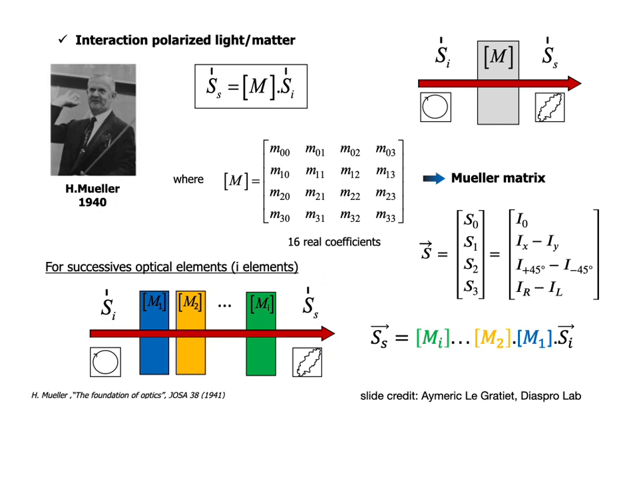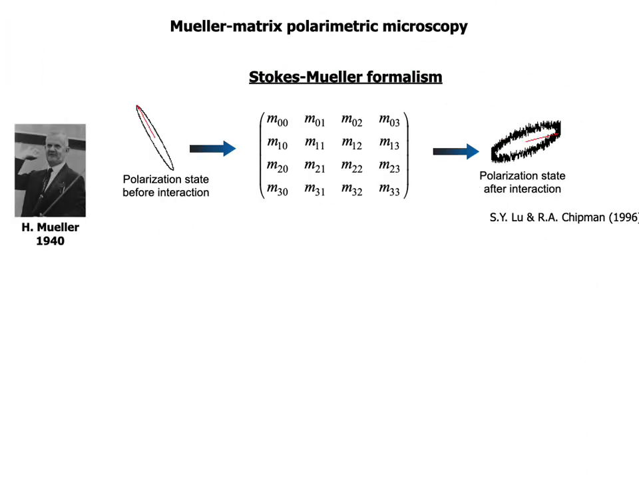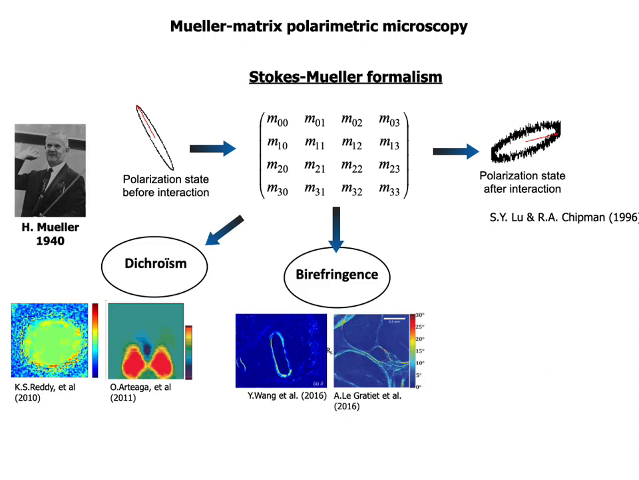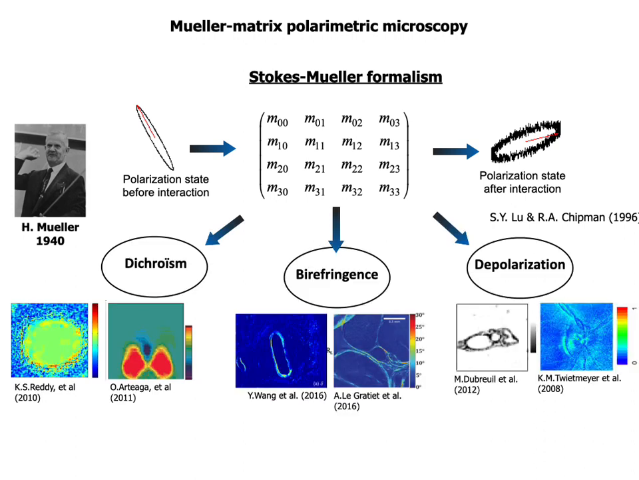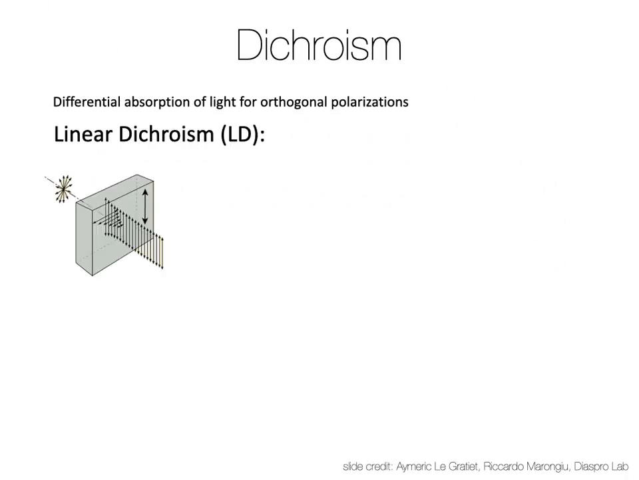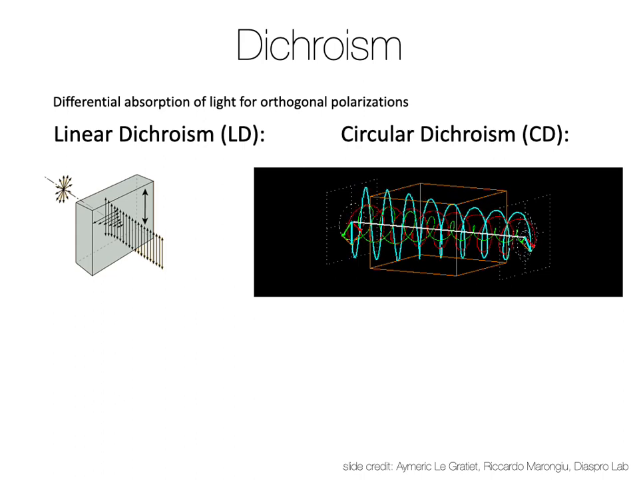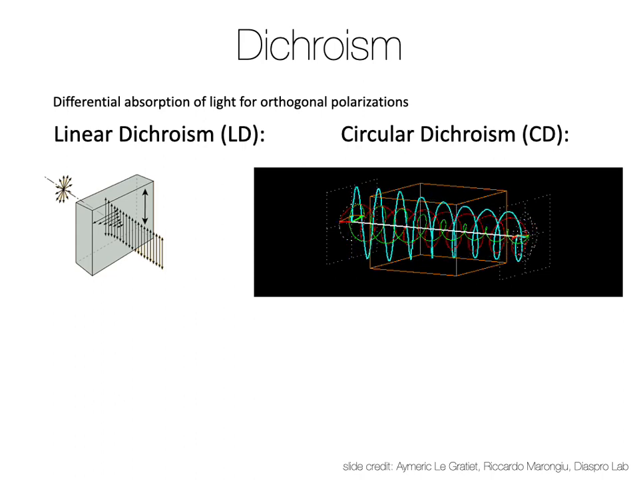The best way for linking a 4 input vector with a 4 output vector is using a very simple 16 element matrix. And so when you shine light, different elements tell you about different properties of the sample. Let's assume that dichroism or birefringence are interesting for you. About dichroism, it is interesting to understand this point.